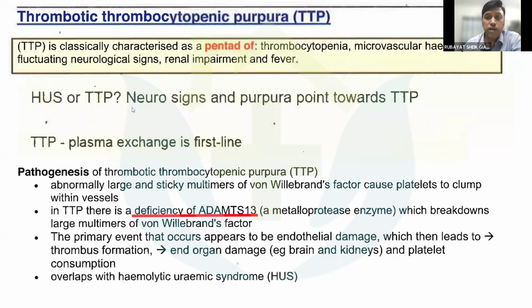To differentiate TTP from other conditions, this is the catch point. You will have neurological signs. Okay. And remember, plasma exchange is the first line therapy of TTP. Very important questions. This pentad of symptoms, deficiency of ADAMTS13, use of plasma exchange as a first line treatment of TTP. These are the common questions asked from TTP. Very important.